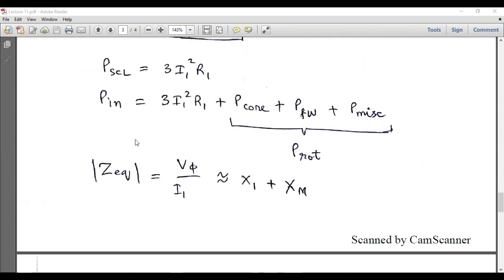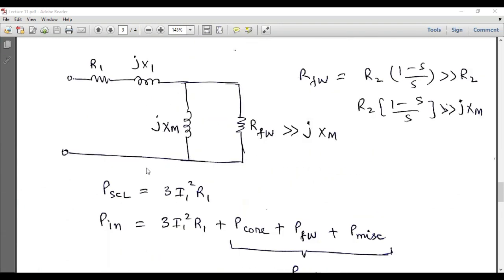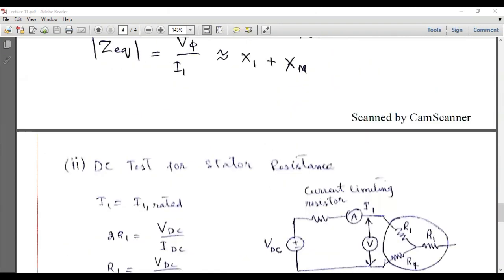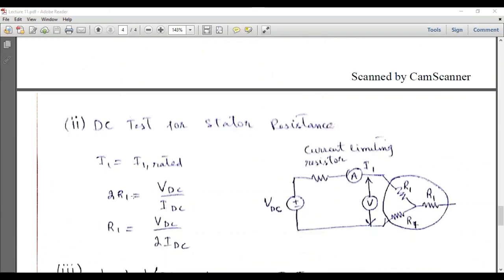And we can also calculate the equivalent impedance of the induction motor under no load condition, which is equal to the ratio of V phase divided by the stator current, and that ratio will be given by the sum of the leakage reactance across the stator and the magnetizing reactance. So the sum of these two reactances will also be calculated by this no load test. So we will move on to performing the other tests which will provide us the other remaining parameters associated with the induction motor.